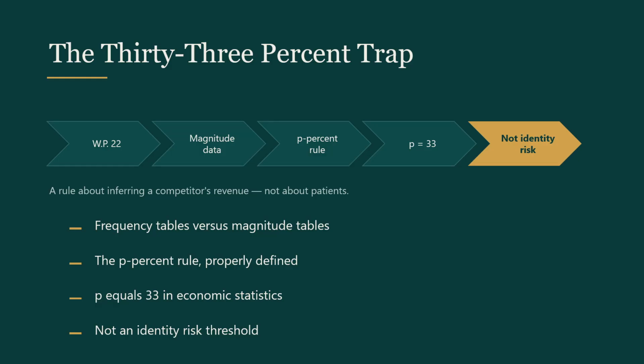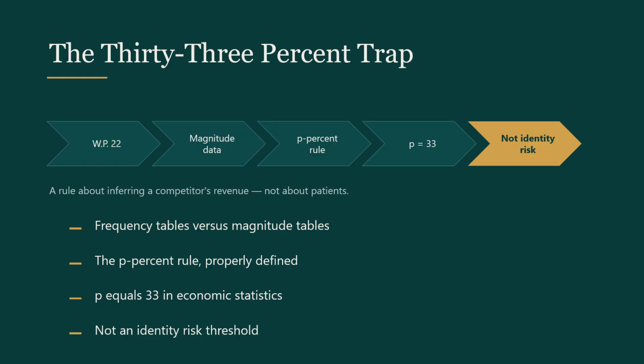It is a rule about how precisely a competitor can infer your revenue. In economic statistics, P is often set to 33. That is where the number comes from. Now watch the drift. Practitioners heard 33%, dropped the P% machinery, dropped the magnitude data context, dropped the attribute inference framing, and reported a 0.33 maximum probability of identity disclosure in health microdata. Every step of that translation is unsupported.